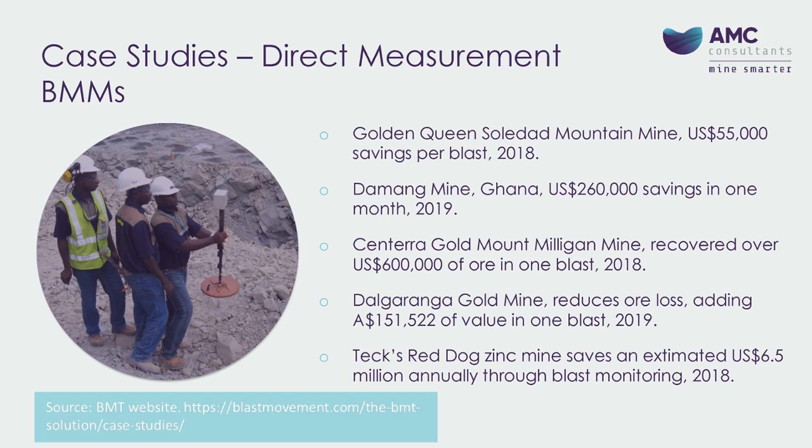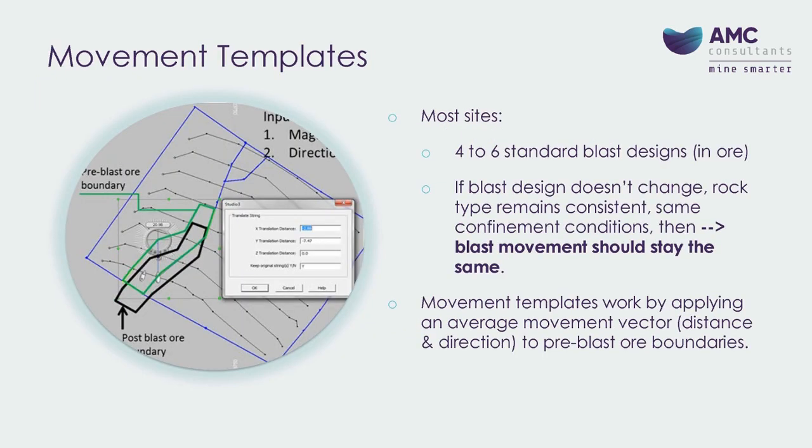Okay, so number two, movement templates, which I want to talk about. As a consultant myself, I've travelled to a lot of mine sites, in particular looking at ore loss and dilution and reducing ore loss and dilution. What I've found is on most sites, when we're looking at just ore blast alone, typically there are 4 to 6 standard blast designs. These blast designs will depend on rock type, on the hardness of the rock, and on the type of the blast, so trim blast versus production blast.